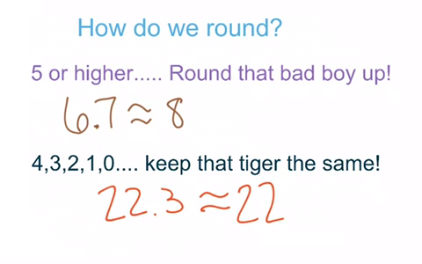So this is again from like 3rd or 4th grade, so I know this is review. If we go 5 or higher, we're going to round that bad boy up to the next whole number. So 6.7 is going to round up to not 8. It is going to round up to 7.